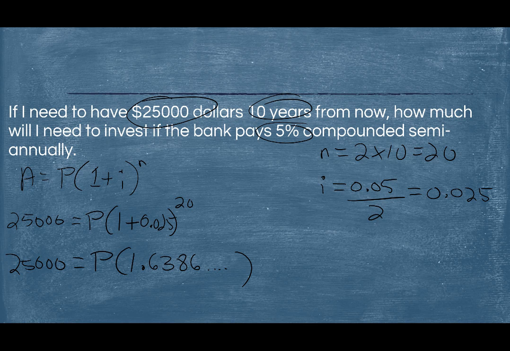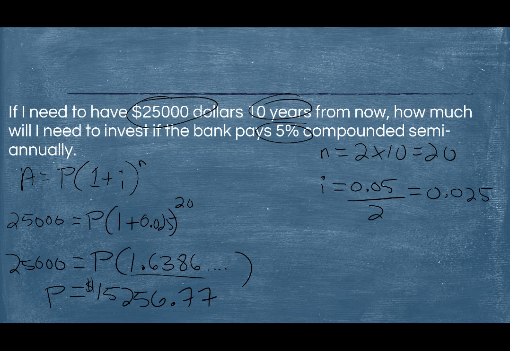And then I got 25,000 over here, because we're going to want to divide 25,000 by that. So I'm going to take 25,000 and divide it by this number over here. And an original principal of 15,256.77. So I need to invest for those 10 years just over $15,000 if I want $25,000 in 10 years.